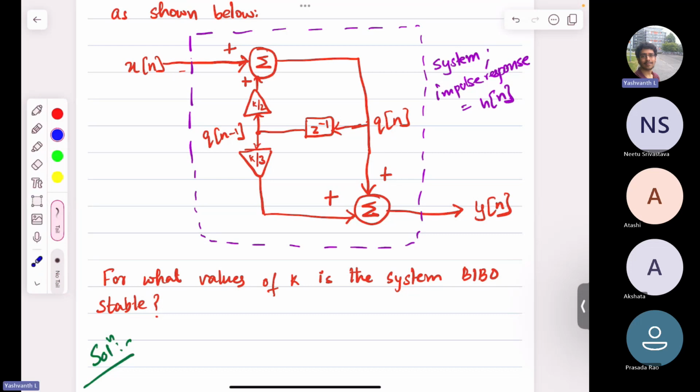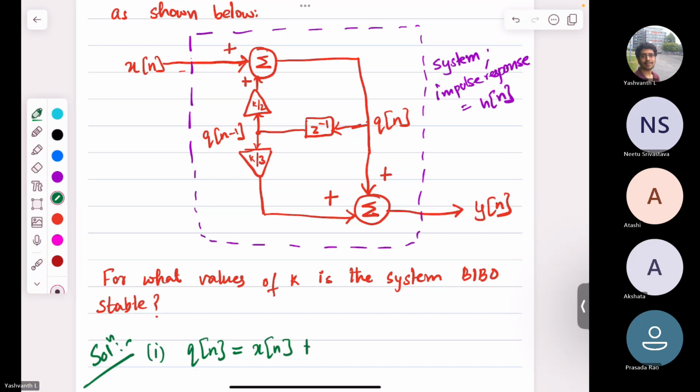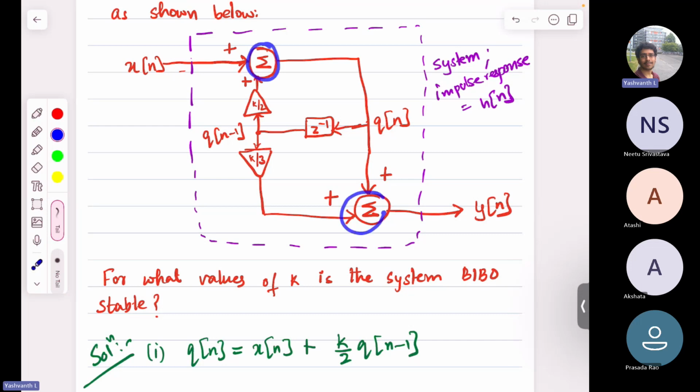Tell me if you have doubt. I'm saying x of Q of n equal to x of n plus k by 2 times Q of n minus 1. That is the first equation. The second equation that I will write is, because there are two adders here, I'm just going to write the output of these two adder equations. The first adder equation is output is Q of n, which is equal to x of n plus k by 2 times Q of n minus 1.